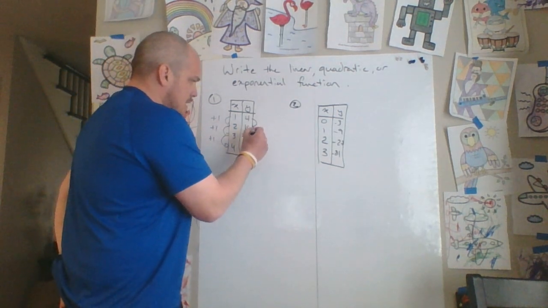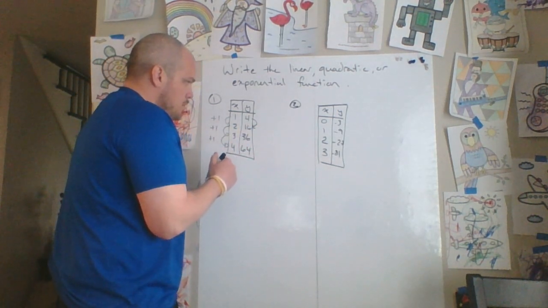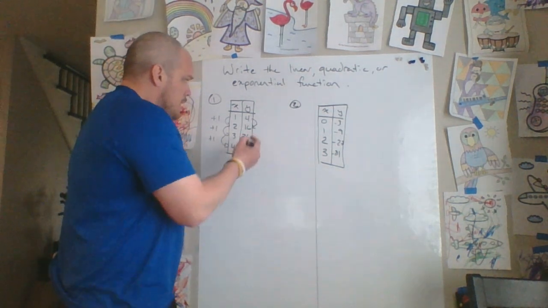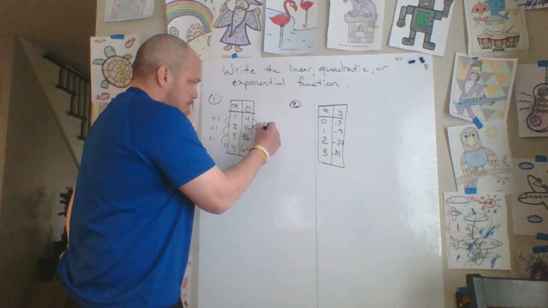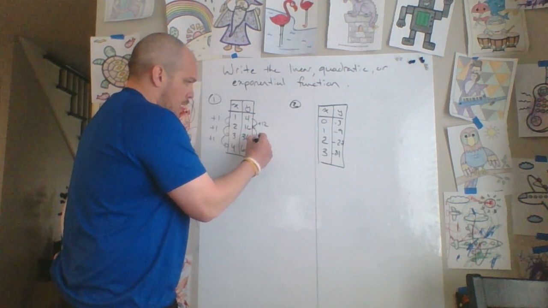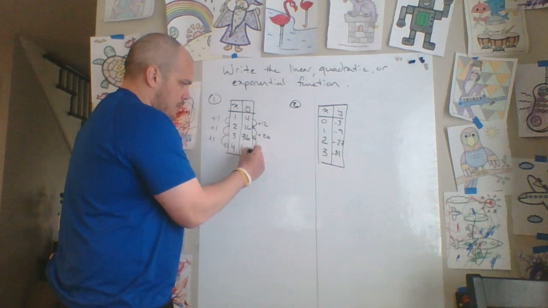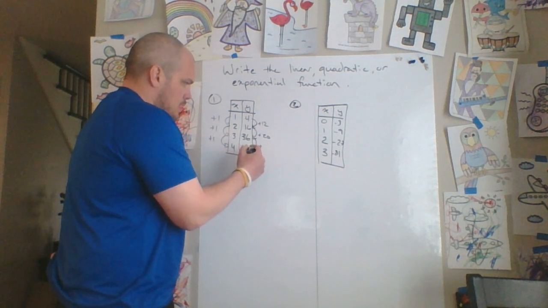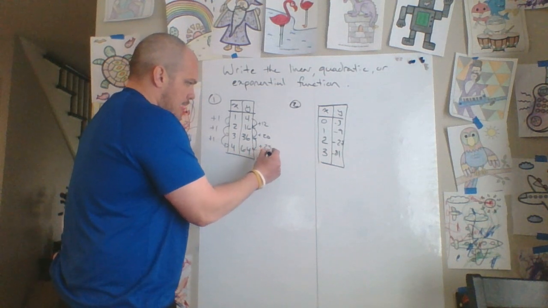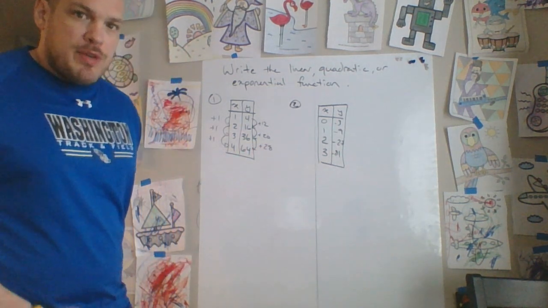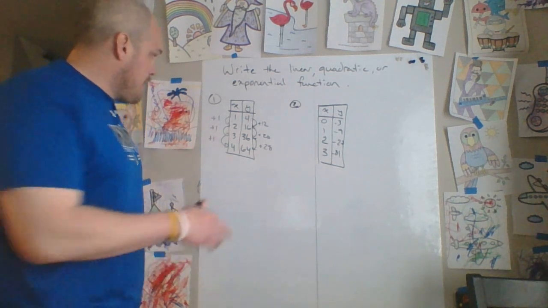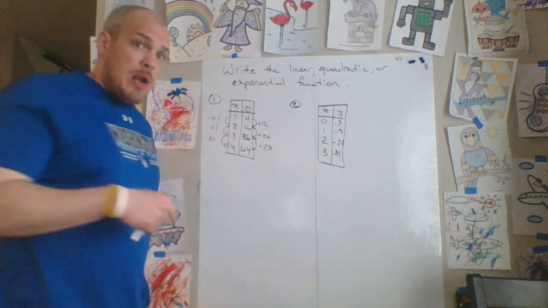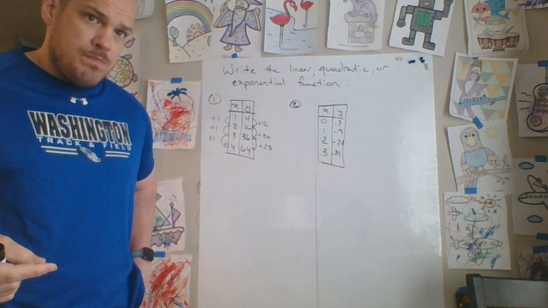Here, from 4 to 16, we could say we're multiplying by 4, but we're going up 12. From here to here, we went up 20. And from here to here, we went up 28. Now, the reason why I went by addition is because 4 times 4 is 16, but 16 times 4 is not 36. So I don't have that common ratio.